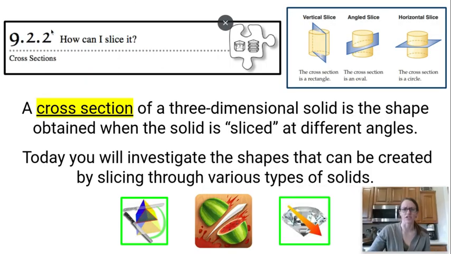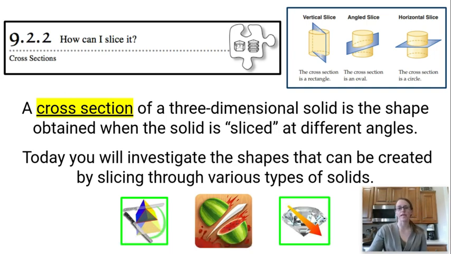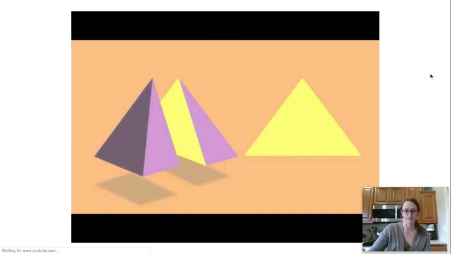So into cross sections. A cross section is when I take a 3-dimensional solid and I cut it. I don't know if you remember Fruit Ninja, but kind of think you're going to Fruit Ninja these different types of solids. We have vertical slices, meaning we cut up and down. We have an angled slice, which means it's not going to go up and down or horizontal. It's going to go at an angle, and then we have that horizontal slice. Depending on the type of slice you have, you could get a different figure.